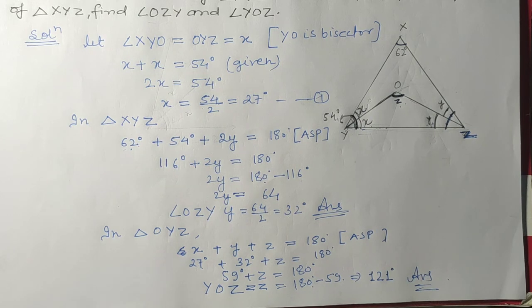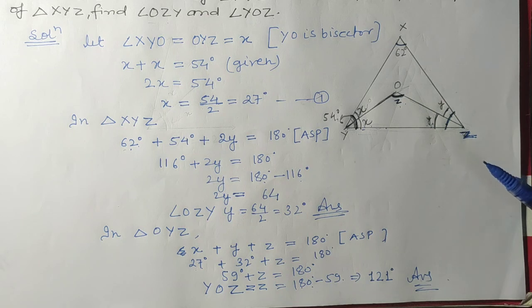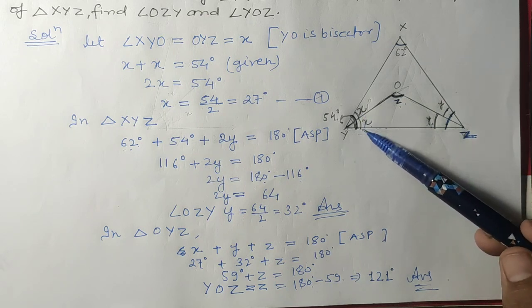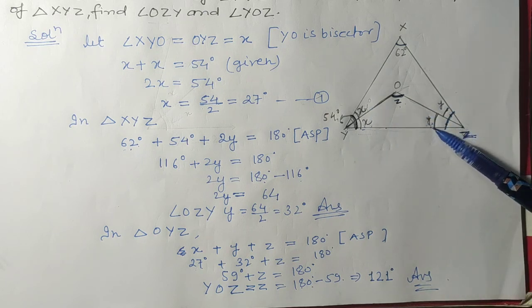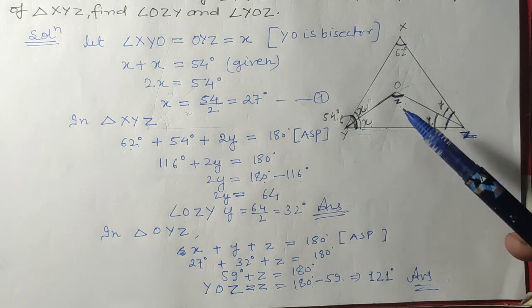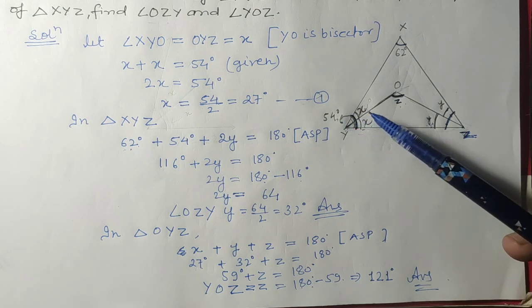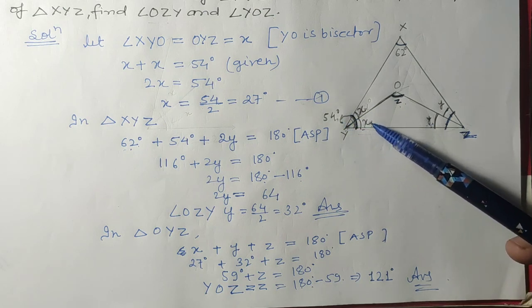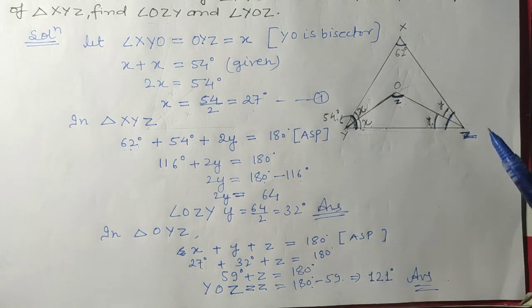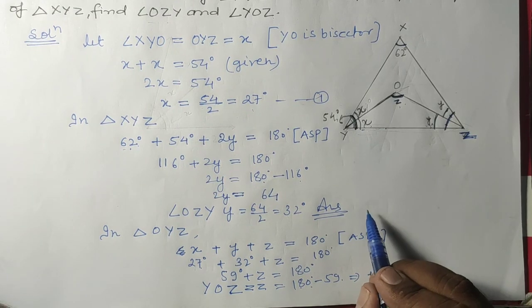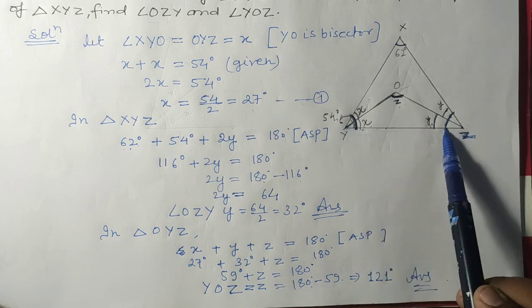Let us see once again what we have done. Firstly, we have seen that YO and ZO are the bisectors, so whatever the angle will be there, that will be equal. So we have supposed that it is x and x, it is y and y. Now the whole angle is 54 and both are bisectors, meaning both are the same, so 2x will be 54, so x will be 27. It will be your first equation. And if the whole angle is 62, whole angle is 54, then we have to find this angle.